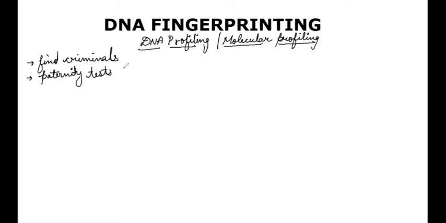For criminals and paternity tests, they just use some cell of the body, like either the hair cell or the blood cell or any other part. Then they take out the DNA and find out who the criminal is. So various uses of this DNA fingerprinting are there. Now, what about the concept of DNA fingerprinting? On what basis is this DNA profiling done? So the first point to discuss is the concept of DNA fingerprinting.